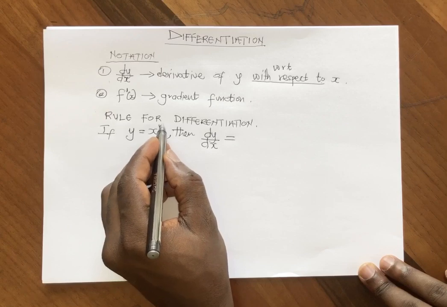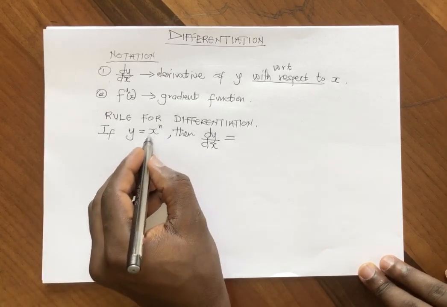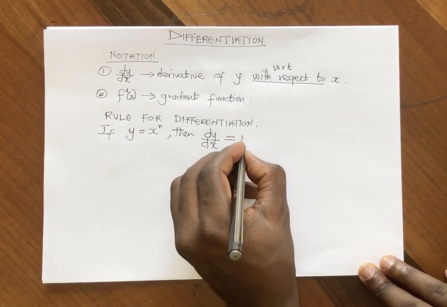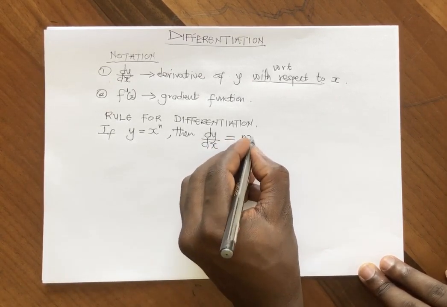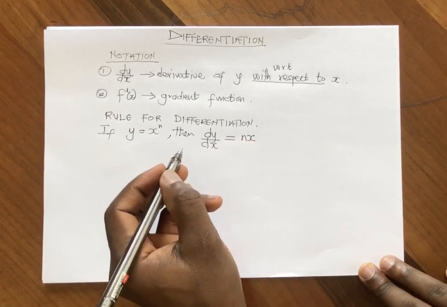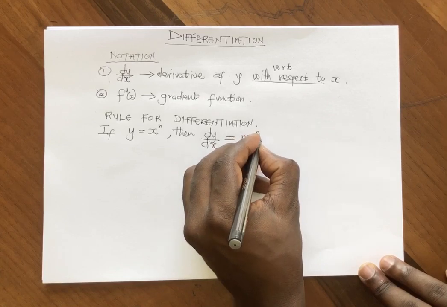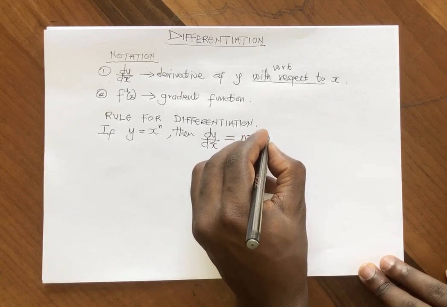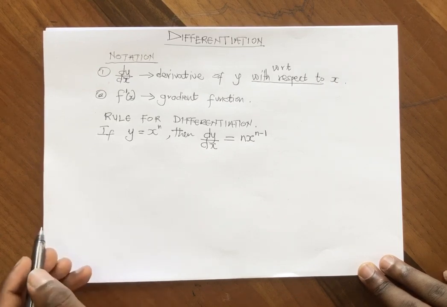This is the power. n is the power of the x term. So you bring the power down. So the power comes down, which is n. Then you write the x. But what you do is that you subtract 1 from the power. So the power is n already, so subtract 1 from it. So this is the rule for differentiation.